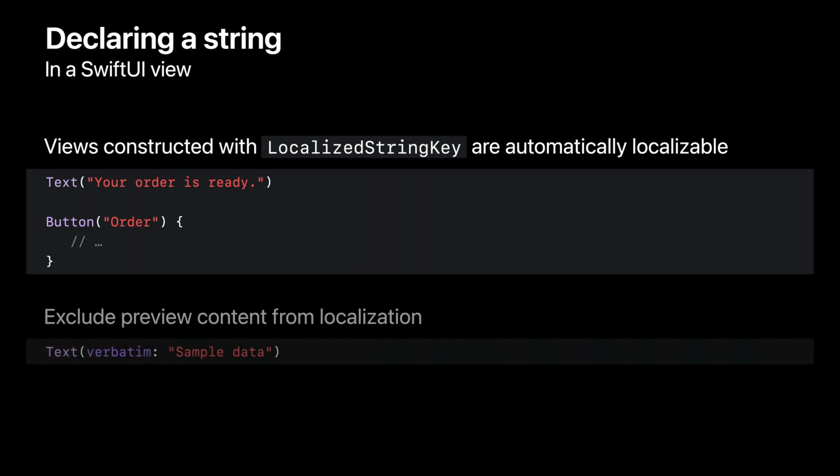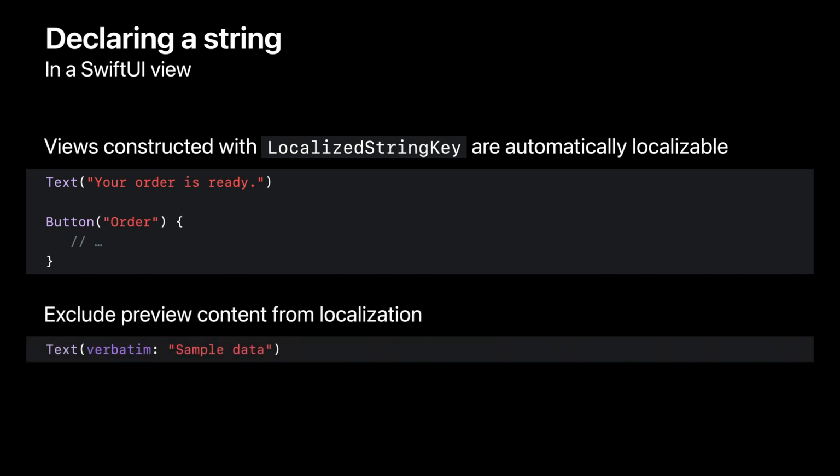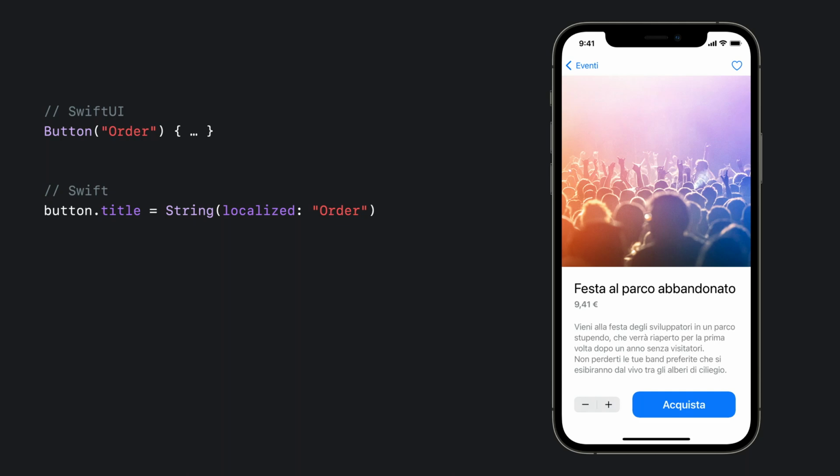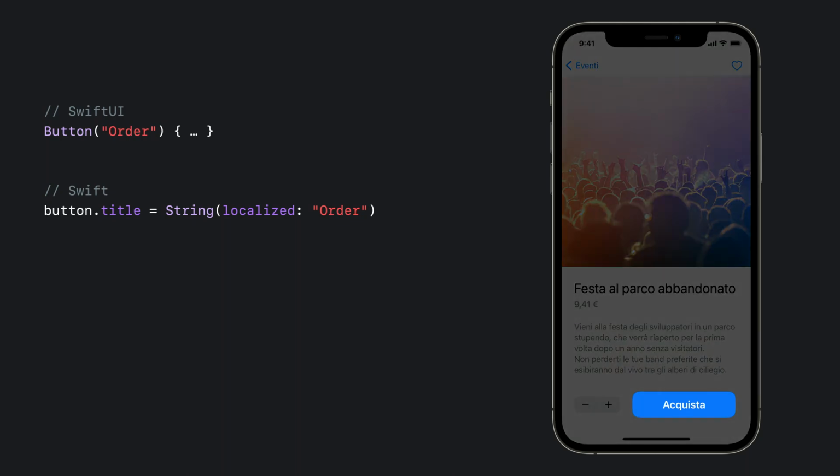Since this is enabled by default, if you have mock content such as previews, make sure you opt out by using verbatim. This will avoid unnecessary work for translators. You can learn more techniques in this related session. Now that we've covered the basics, let's learn how to make the string more dynamic. I'm currently showing a localized button to place an order.